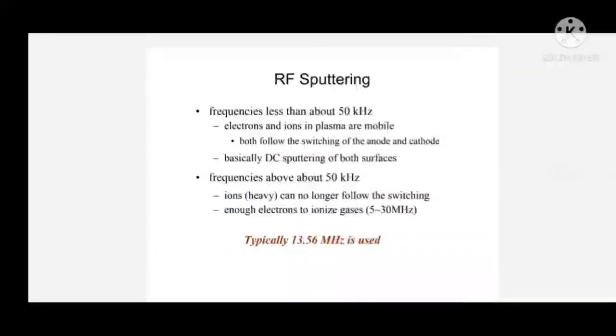RF sputtering. Frequencies less than about 50 kilohertz. Electrons and ions in plasma are mobile. Both follow the switching of the anode and cathode. Basically, DC sputtering of both surfaces. Frequencies above about 50 kHz. Ions can no longer follow the switching. Enough electrons to ionize gases.